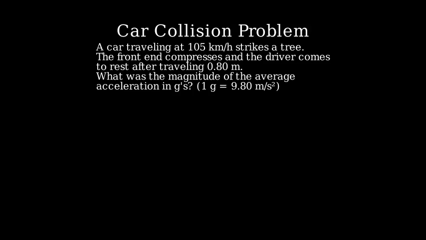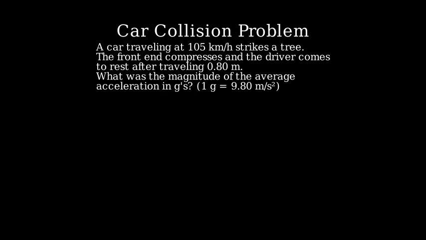Let's solve a problem about acceleration during a collision. A car traveling at 105 kilometers per hour strikes a tree. The front end of the car compresses, and the driver comes to rest after traveling 0.80 meters. We need to find the magnitude of the average acceleration during this collision, expressed in terms of g's, where 1 g equals 9.80 meters per second squared.